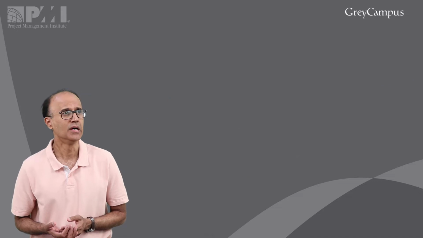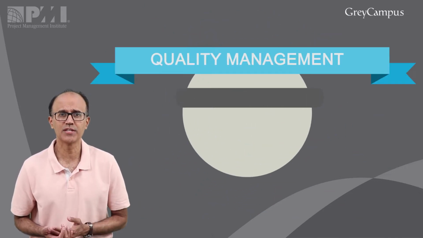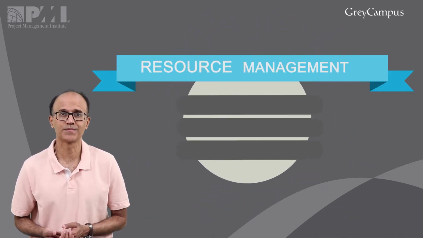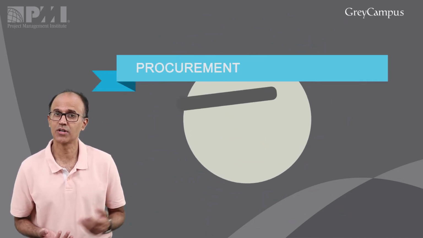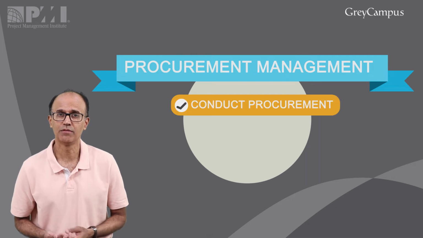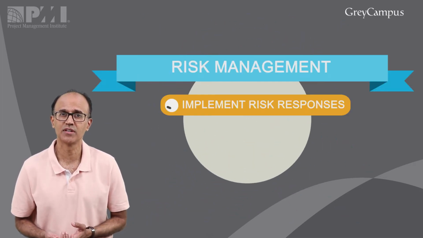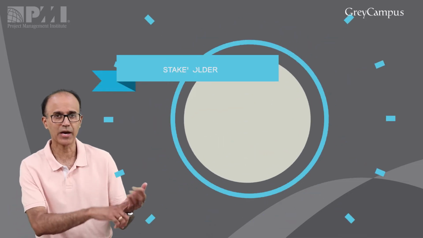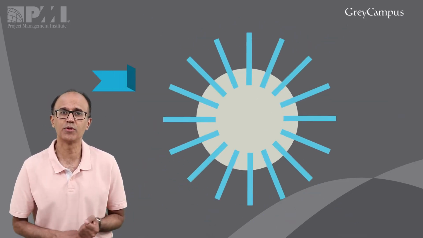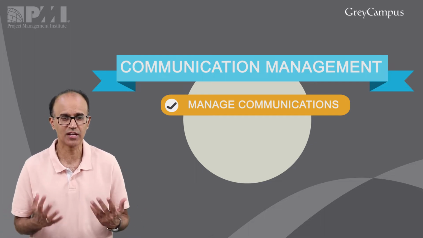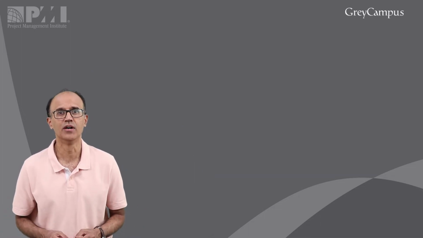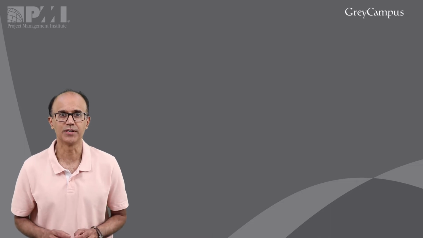If I go to quality management, I've got manage quality. In resource management, we have got acquire resources, develop team, manage team. Then we have got conduct procurement. Under procurement, we have got implement risk responses under risk management. Then I've got manage stakeholder engagement, manage communications. These are the executing processes, right? So please make sure you study this a little thoroughly because it's got a lot of marks allocated to these processes. And I also got manage communications. I think I mentioned that, yes.